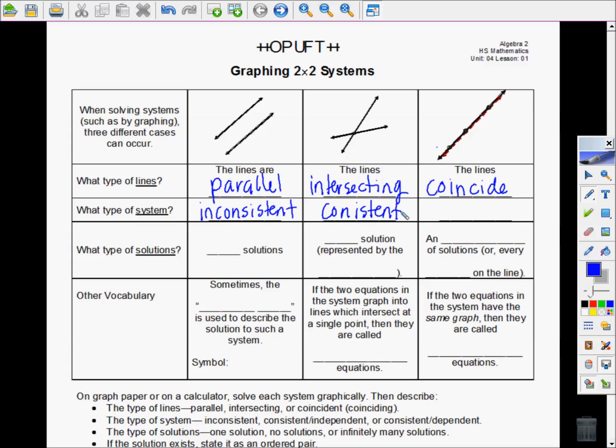Okay, coincide, it meets at an infinite amount of points. If this is two lines and they are the same line, that means they're going to infinitely have solutions, right? They're going to consistently meet.